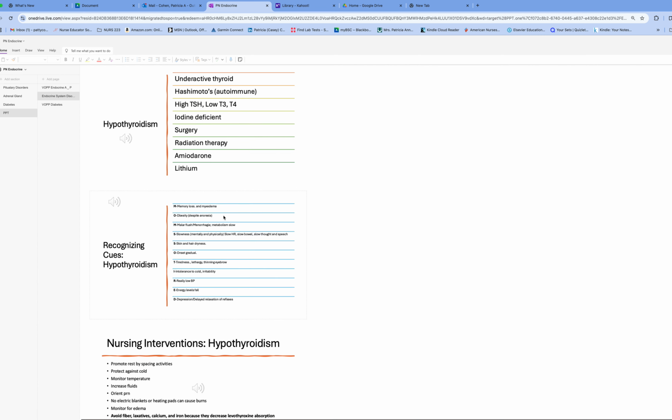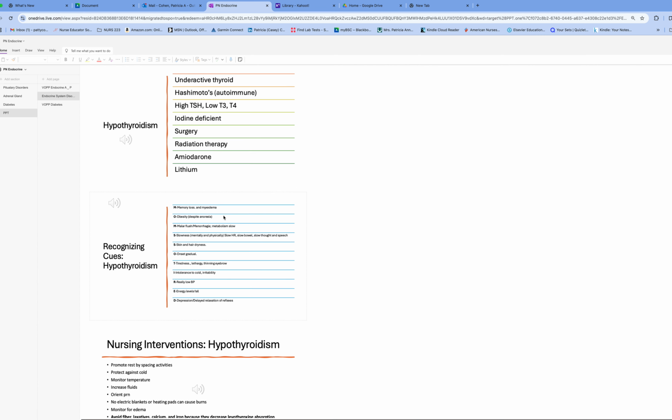Then with hypothyroidism, this is due to an underactive thyroid. The autoimmune condition is called Hashimoto's. So we talked about their labs already. And it can also be caused by surgery, like somebody has a thyroidectomy for hyperthyroidism. Now they have hypothyroidism, or they had radiation therapy, and so now they have hypothyroidism instead of hyperthyroidism. Certain drugs can cause it too, okay?